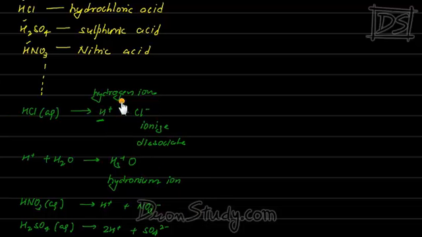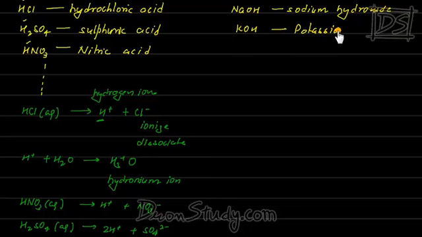And the compounds which do not behave in this manner, we cannot call them acids. Now let's discuss some other compounds like NaOH. Its name is sodium hydroxide. KOH, its name is potassium hydroxide. Students, Ca(OH)2, this is calcium hydroxide.